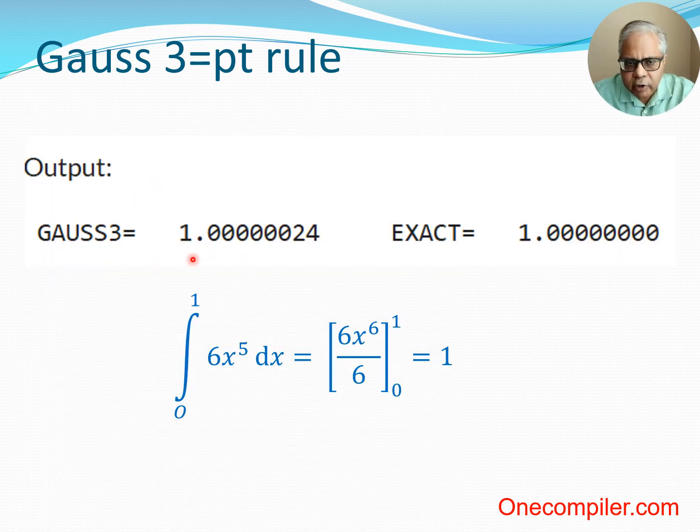And when I run this code, I get a pretty close number as far as 1 is concerned. The exact solution is of course 1. I have hard coded it in that program. And here I get Gauss3 is almost 1. So it's pretty good as far as most things are concerned.